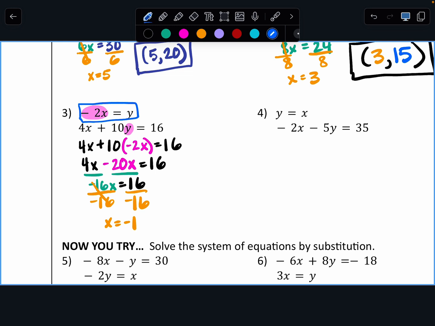Now I can plug in negative 1 for x to figure out what y is. So now I have negative 2 times negative 1 equals y. So negative 2 times negative 1 is 2, so y equals 2. My solution is negative 1, 2. Remember, x goes first, then y.